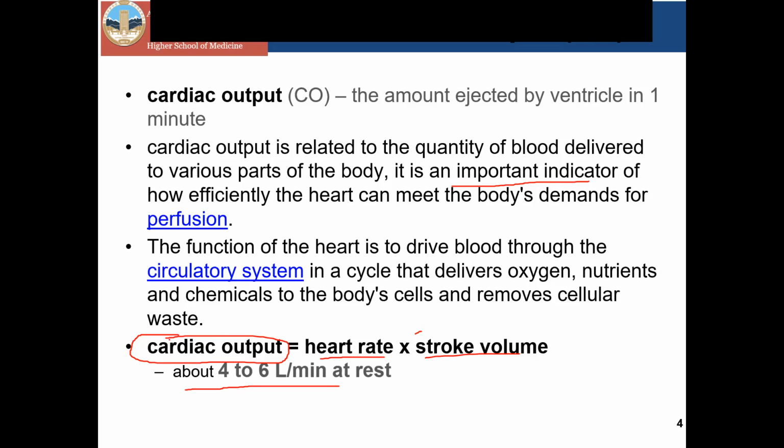Because cardiac output needs to deliver all the blood to the body. Okay, a higher heart rate compensates for the small stroke volume in our cardiac output.